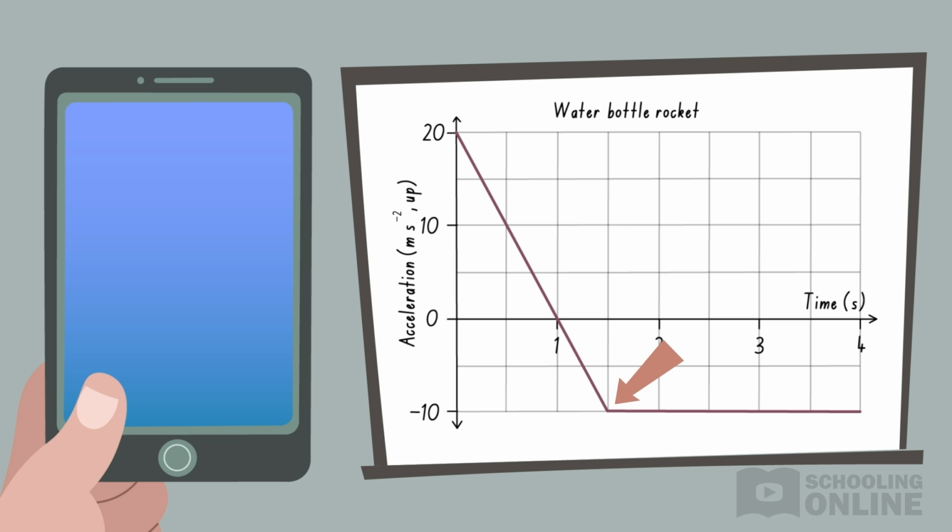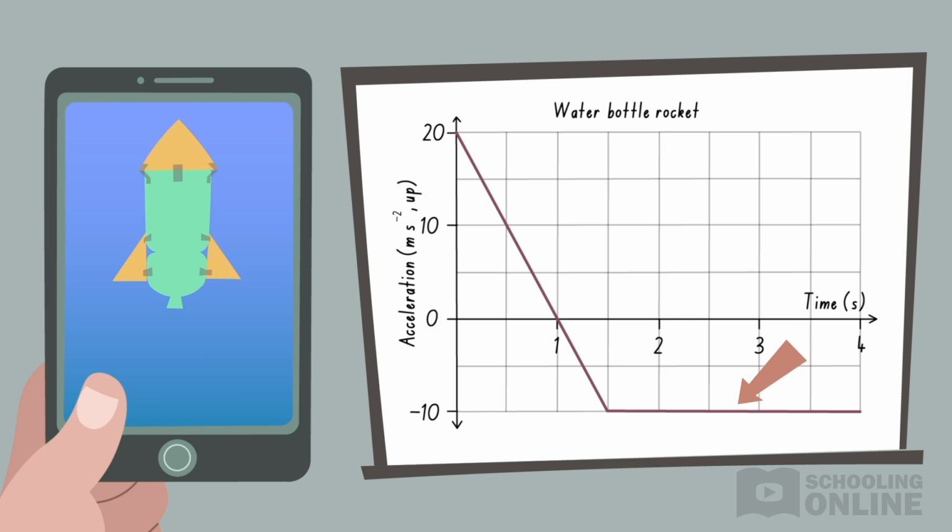Between 1 and 1.5 seconds, the rocket's acceleration is negative. The amount of water and air ejected from the base of the rocket is not enough to overcome the strength of gravity, so it decelerates or slows down.